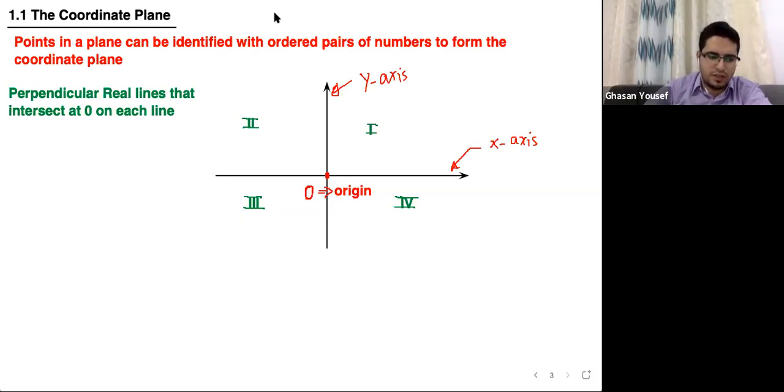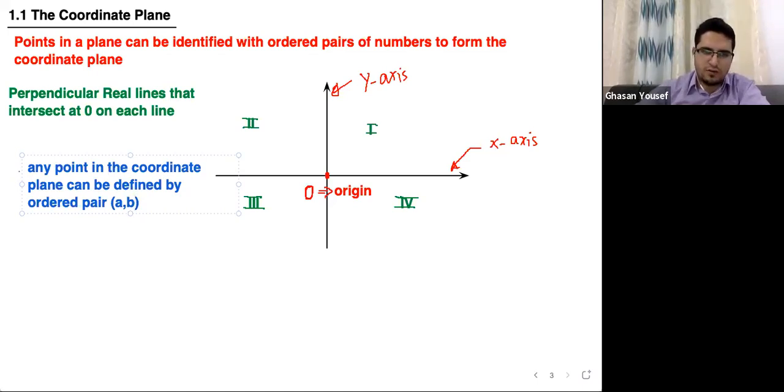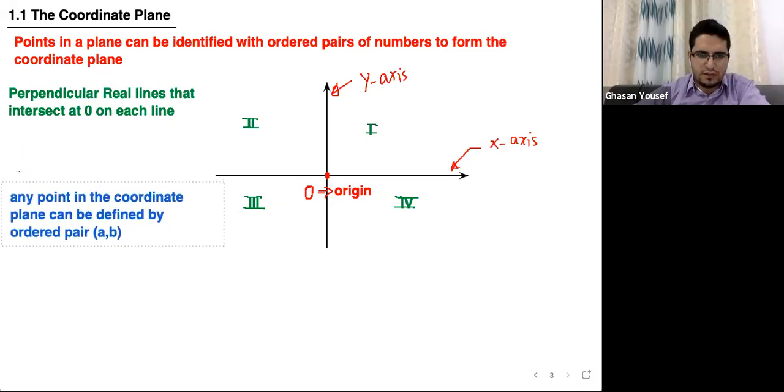And we should know that any point in the Cartesian plane, or the coordinate plane, can be defined as an ordered pair A and B. So any point in the coordinate plane can be defined by an ordered pair, like A comma B. A is called the x coordinate, and B is called the y coordinate. So this is a general idea about the coordinate plane.